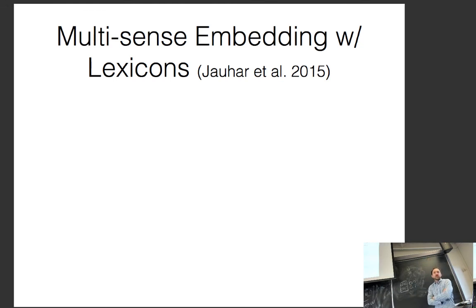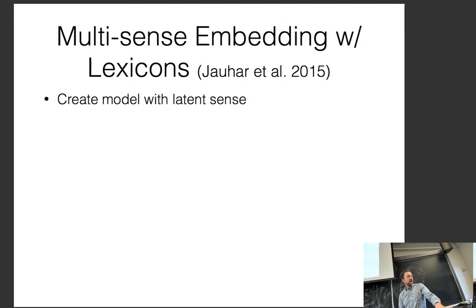So another piece of work that uses this idea of retrofitting embeddings to lexicons is multi-sense embedding. So the idea here is basically we create a model. We take our existing word embeddings and we take our WordNet, for example, and WordNet has a whole bunch of different senses for each word. And all of these are grouped into synsets, which are basically sets of synonyms. So of course, Bush, the plant, and Bush, the president, will be in different synsets.